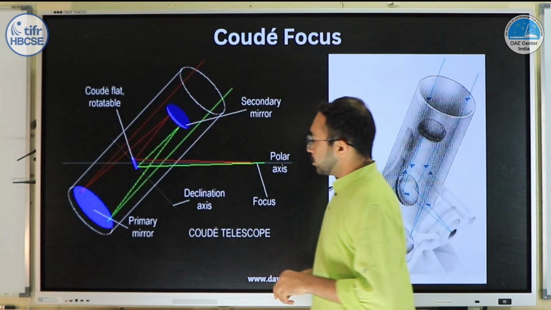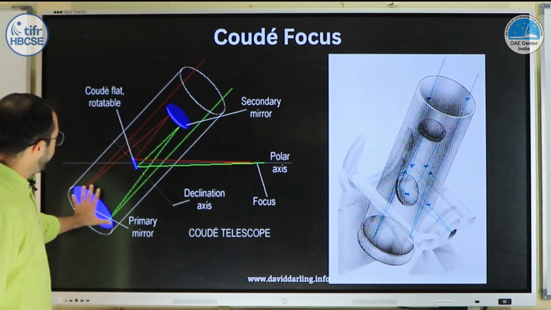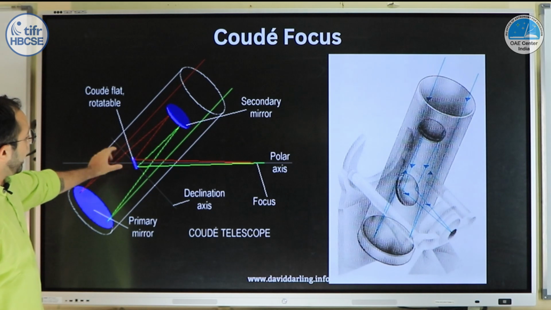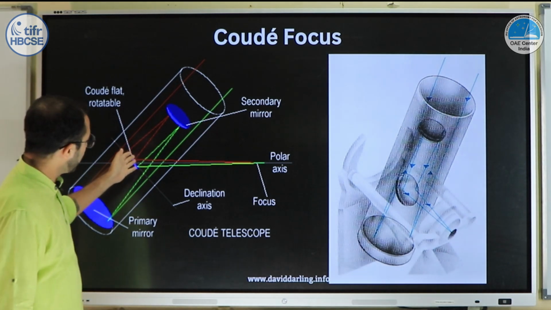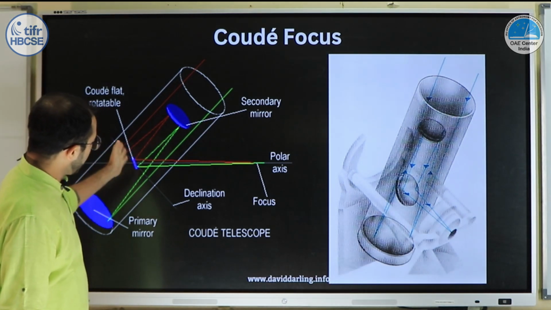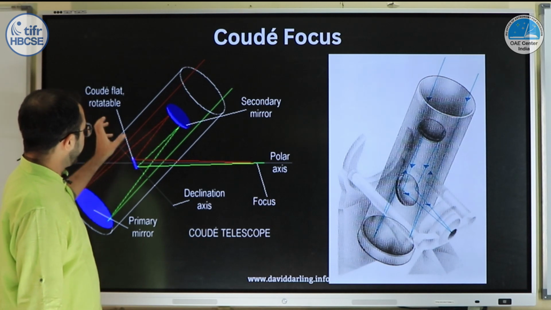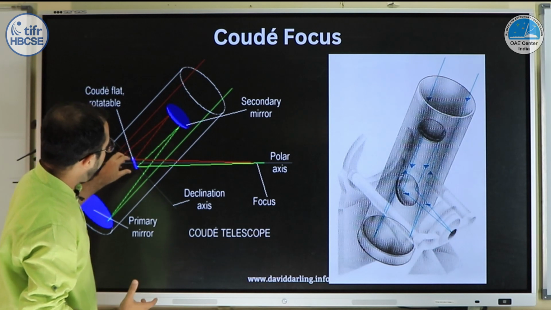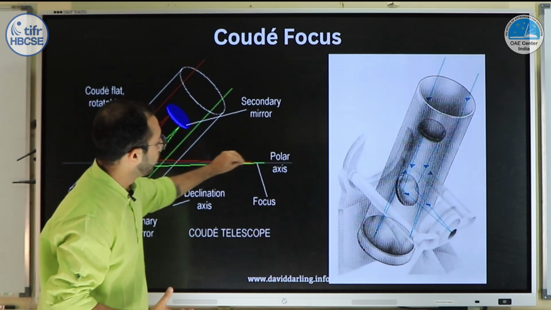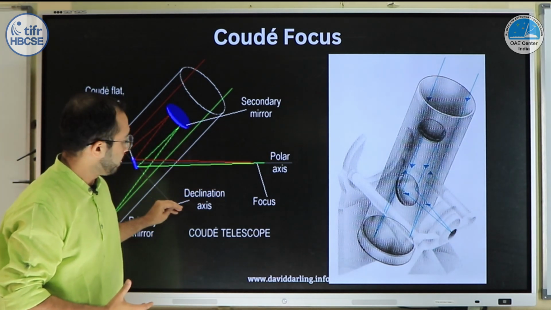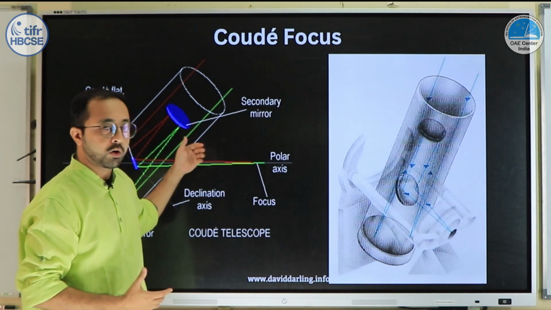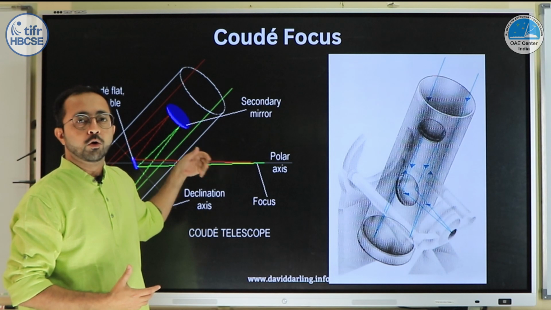How does this work? So, here you have a primary, you have a secondary, you have a tube, and there is a rotatable flat, the tertiary mirror that we talked about. And this rotatable flat can rotate, like if you move the telescope in a particular direction, you can rotate it and get the rays out along the polar axis of the telescope. Okay, what is the polar axis or the declination axis? We have talked about this in the videos on mounts.